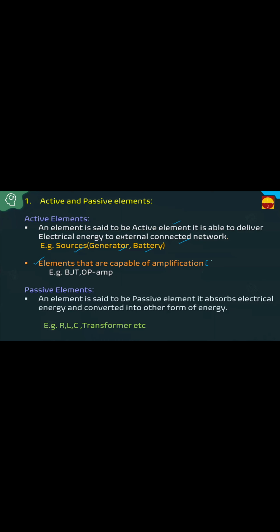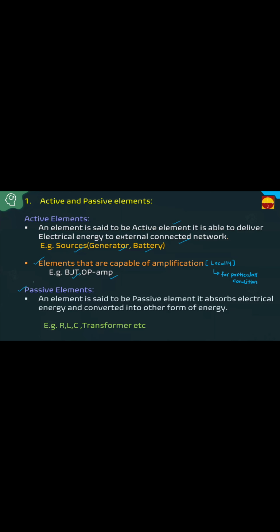That is, locally these elements are active elements. Local in the sense for a particular condition, not in all conditions. The particular condition here is during amplification. Then BJT and op amp are also active elements. It is amplifying, which means it is also delivering some extra energy. That's the reason why it is treated as an active element.